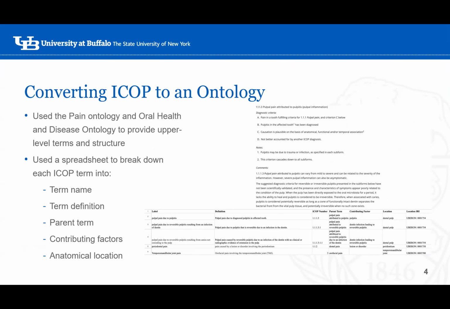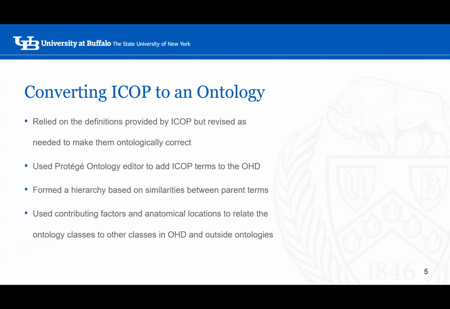To begin this process, I worked off of the ICOP page, and I created a spreadsheet that broke down each term into its term name, term definition, parent term, contributing factors, and anatomical location. I then relied on the definitions from ICOP, but I revised them slightly to make them more ontologically correct, and I used Protégé to add the ICOP terms to the OHD, while also relying on the OHD and Pain Ontology to create some more high-level terms and reference them.